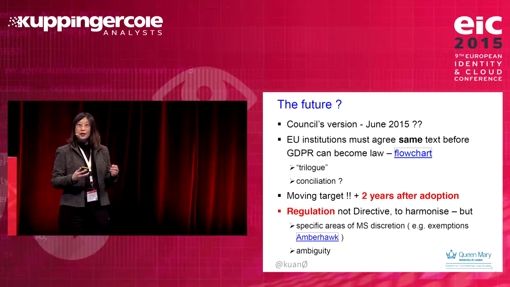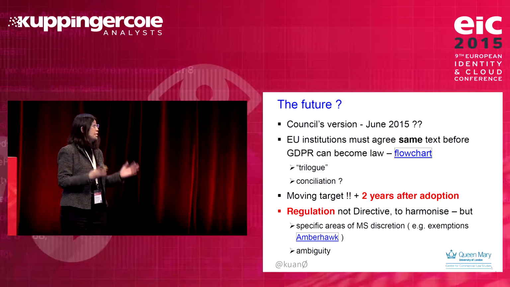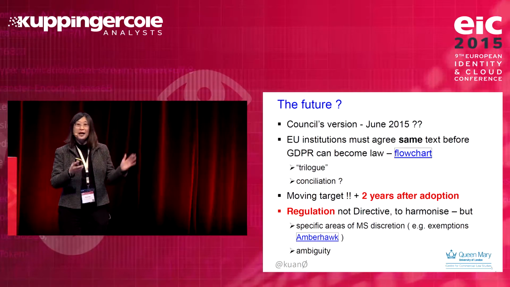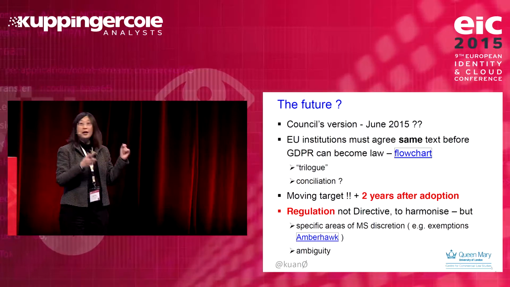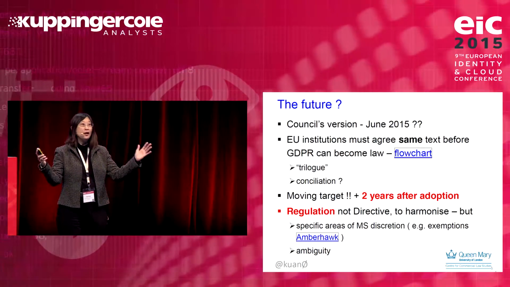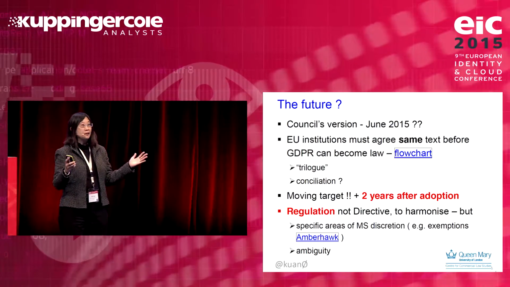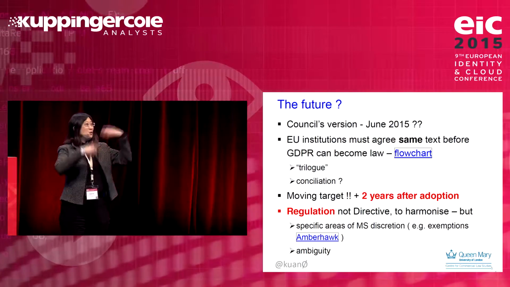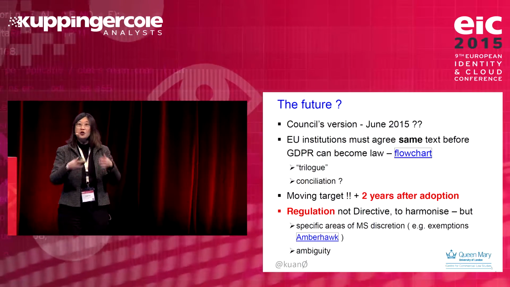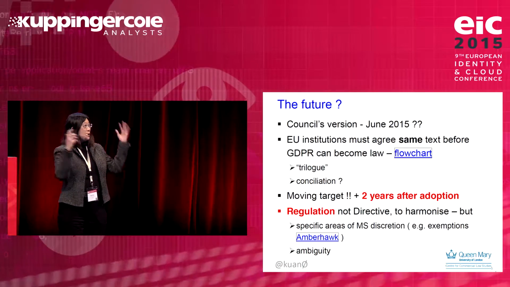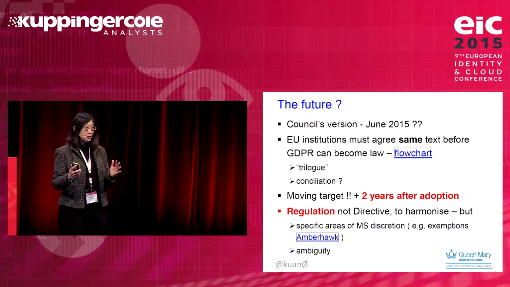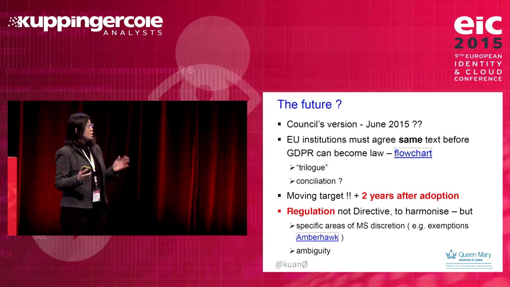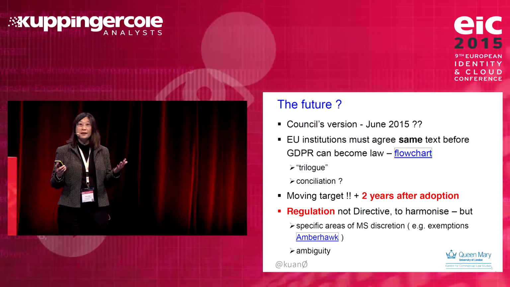And also another point I wanted to mention is that this is a regulation, not a directive. A regulation is directly effective in all member states immediately from the date it's said to be effective, whereas a directive has to be implemented into national law. So they're trying to improve harmonization by making it a regulation, not a directive. But a regulation isn't actually the answer, because there are some areas which are left to member state discretion.